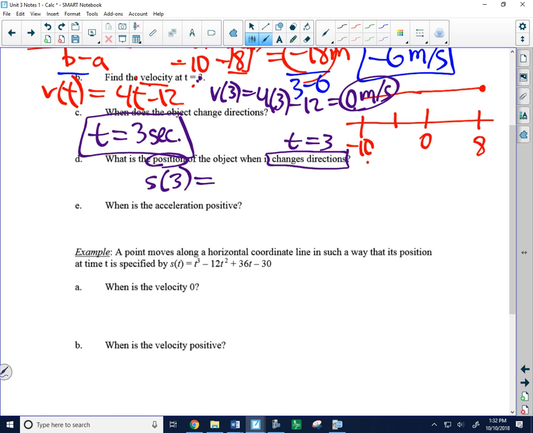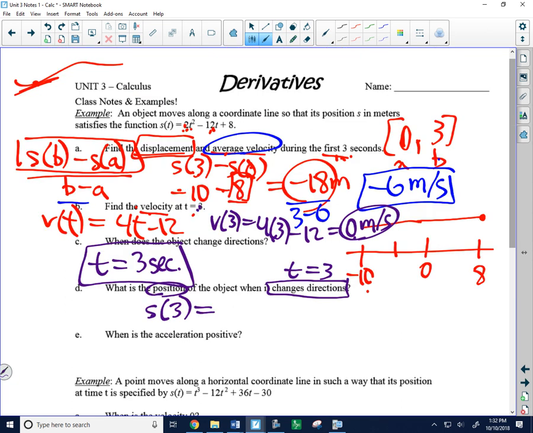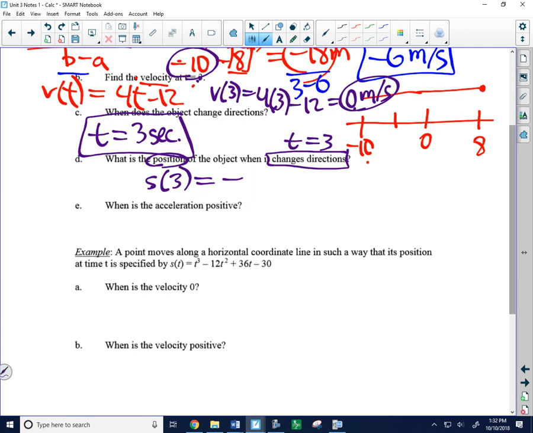S of 3. We already did it. It was right here. S of 3, already did it. Negative 10 meters. Kind of already graphed it here too. By the way, what it's going to do is change direction, starting to go this way. Sounds good. Okay, and last one, I'll see if there's any questions.